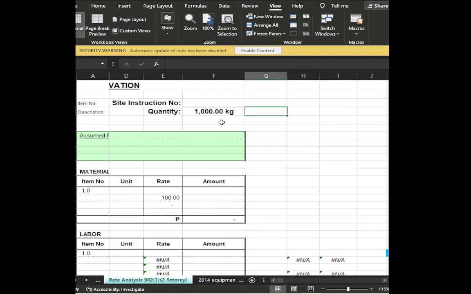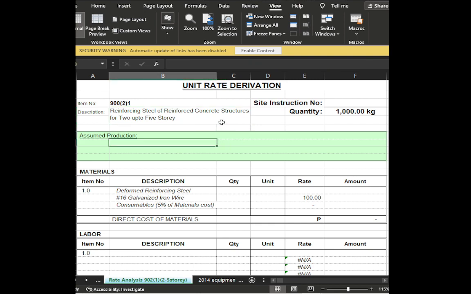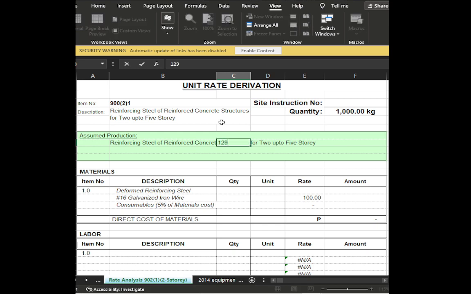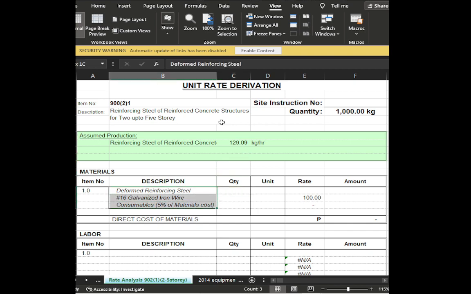So we'll come back here. This one, again, we will copy the description. Then our assumed production, because you have a kilogram unit weight or weight of the quantity, we will put it kilogram per hour. So our assumed production of this one is 129.09 kilogram per hour. So that is our, so this one, guys, here is our materials. This is for the form reinforcing.